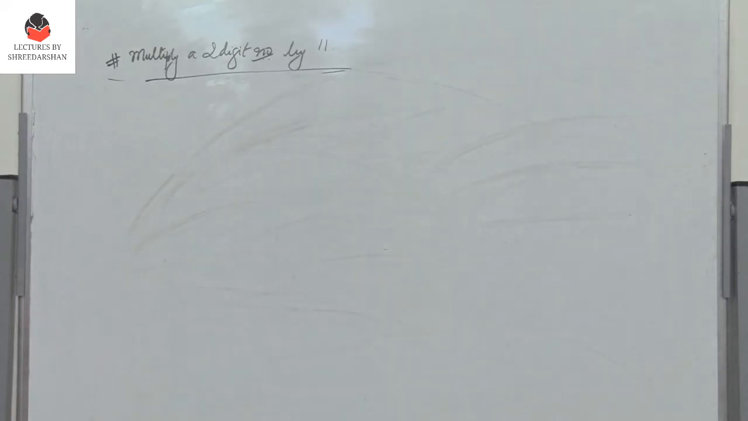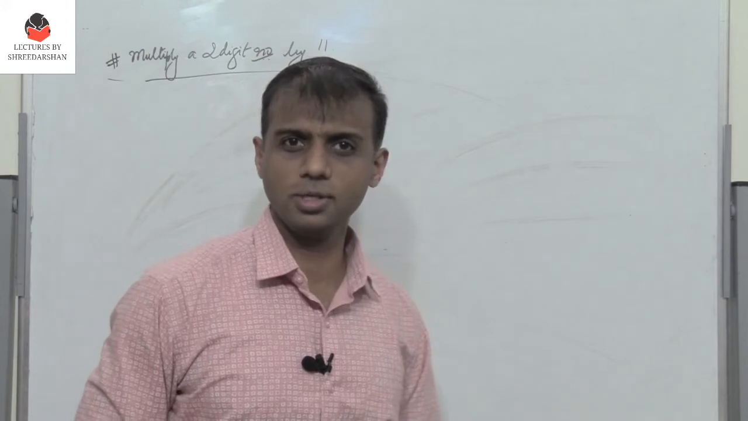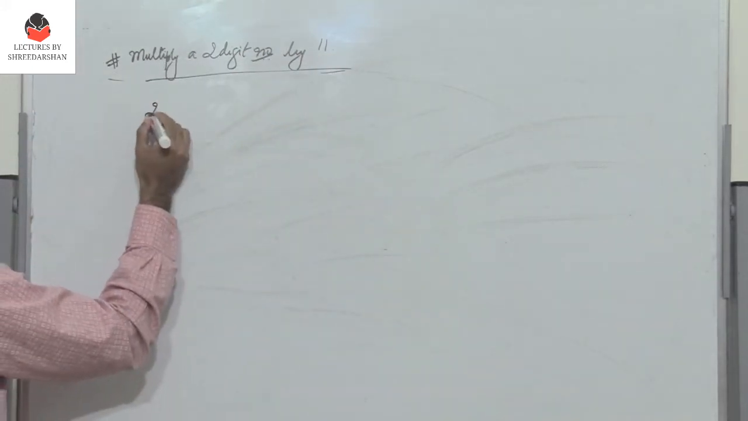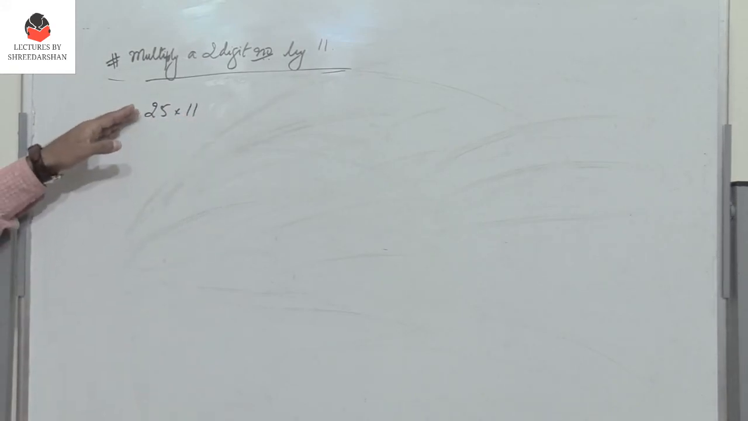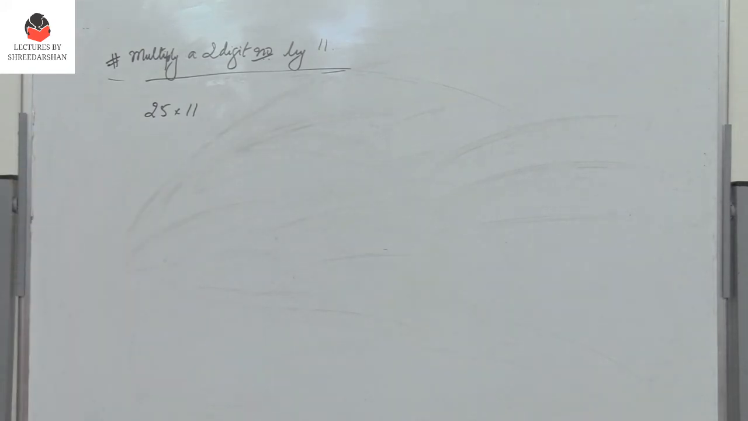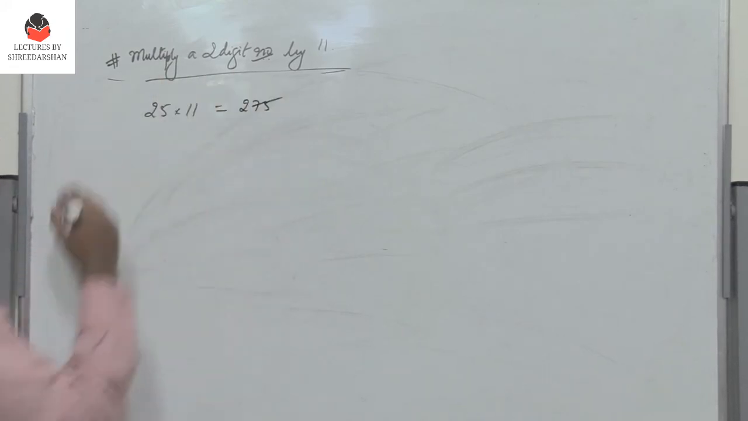If I need to multiply a 2-digit number by 11, what do I do? This is so interesting and so simple. Let's consider a number. Let me multiply 25 with 11. I can multiply any 2-digit number with 11, so within seconds I can write the answer. So what is the answer? The answer would be 275.